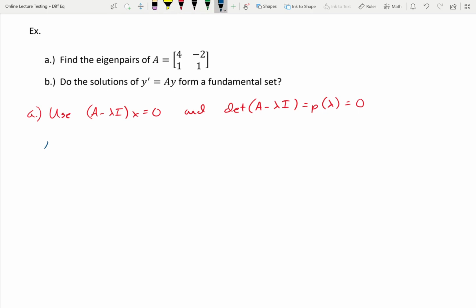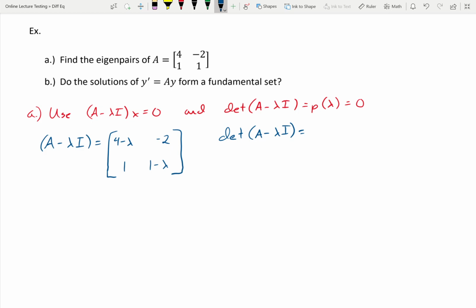All right, so A minus lambda I. Again, all we're doing is subtracting from the diagonal. So 4 minus lambda, -2, 1, and then 1 minus lambda. So this is very easy. Again, your diagonal is the only thing that's going to be changing off of A for that part. All right, so now let's look at the determinant of A minus lambda I.